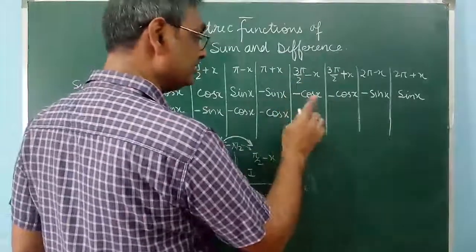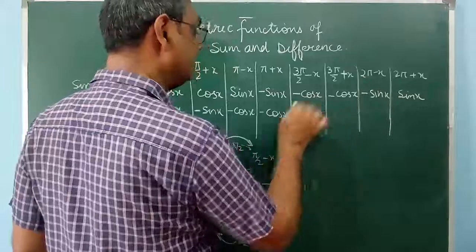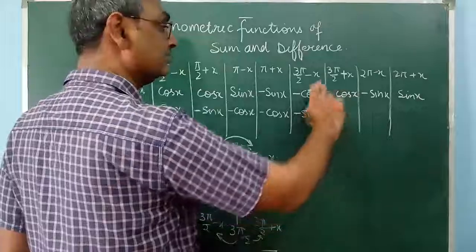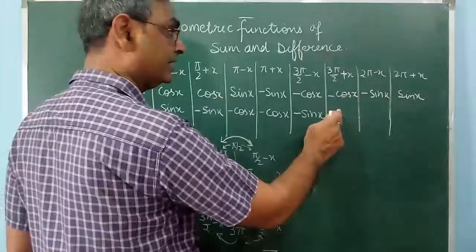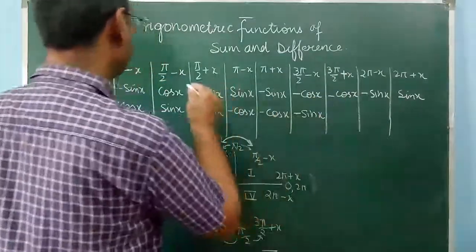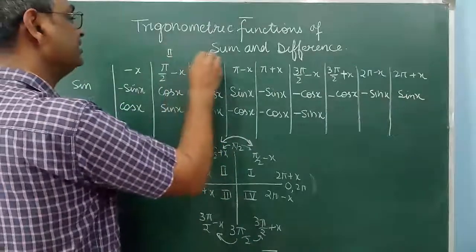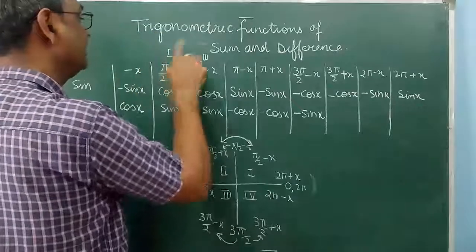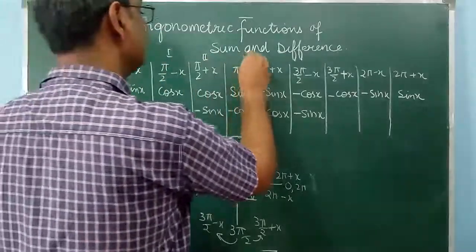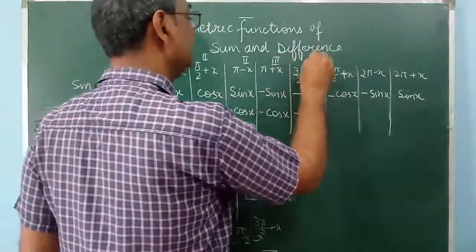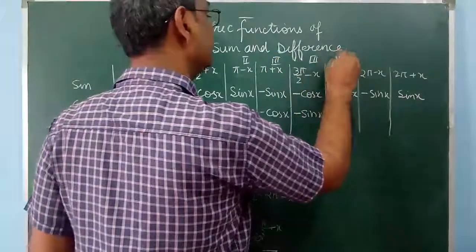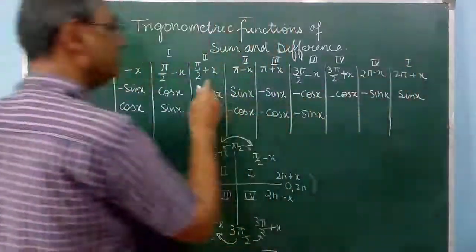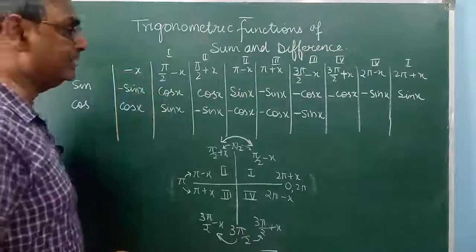This will get changed, sin x. Third quadrant, cos is negative, so we will put negative. This is the fourth quadrant, this is the fourth quadrant, correct. So you can write it here: this is the second quadrant, this is the third quadrant, this is the first quadrant, this is second, this is second, this is third, this is third, this is fourth, and this is also fourth, and this is the first quadrant. You can write the quadrants, then you will understand better.